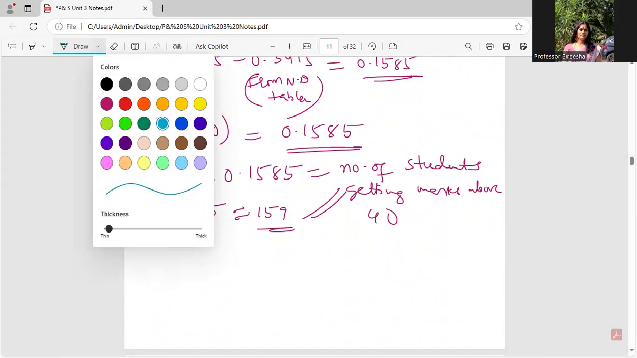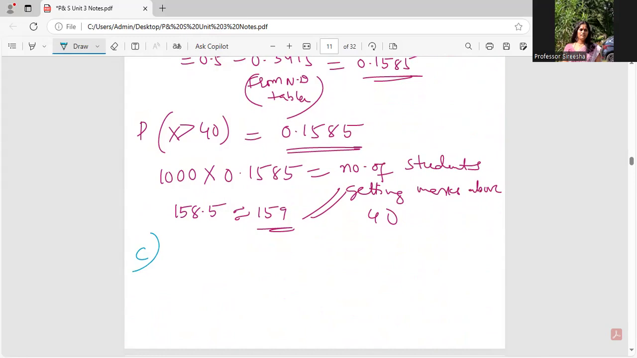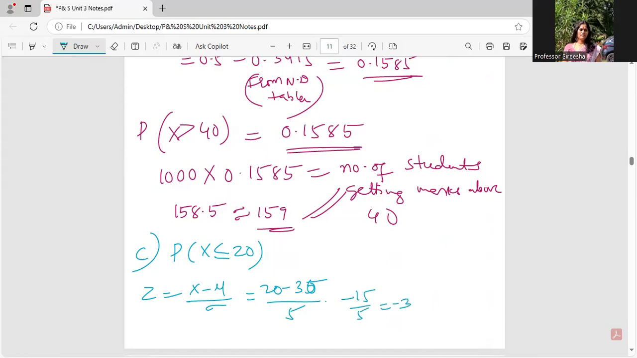Now coming to the third question. How many students get below 20? X less than or equal to 20. It's a continuous distribution, so equal to or anything is fine. So Z is equal to X minus mu by sigma, which is 20 minus 30 by 5. This value would be minus 15 by 5, which is equal to minus 3. So this is nothing but P of Z less than or equal to minus 3, which is what I have to calculate.